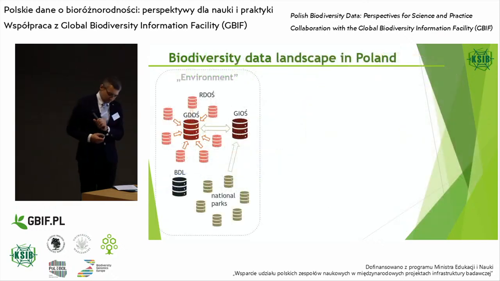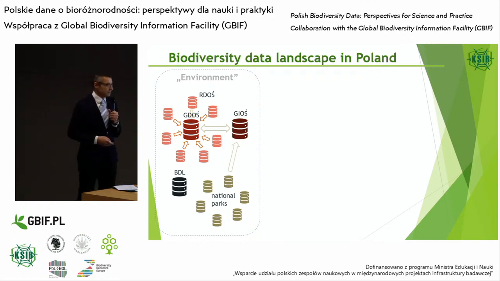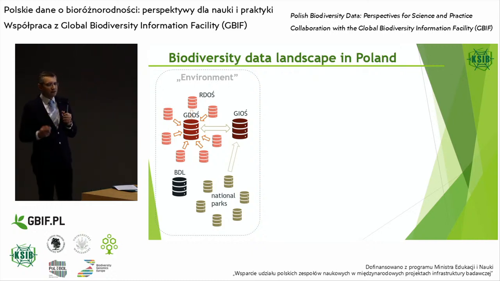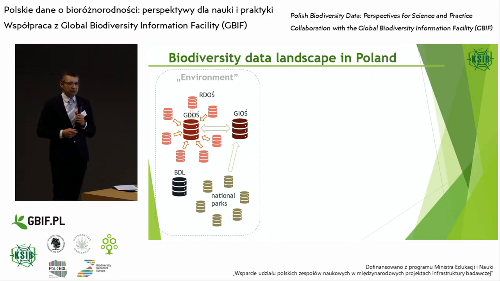So now I'm going to finish. I'm sorry for the extension. The biodiversity data landscape in Poland is a very simplified view. We can divide the institutions possessing data in Poland into two groups. The so-called environment, which is units and entities dependent on the Ministry of Climate and Environment: the General Directorate of Environmental Protection, the General Inspectorate of Environmental Protection, and their subordinate and regional units.